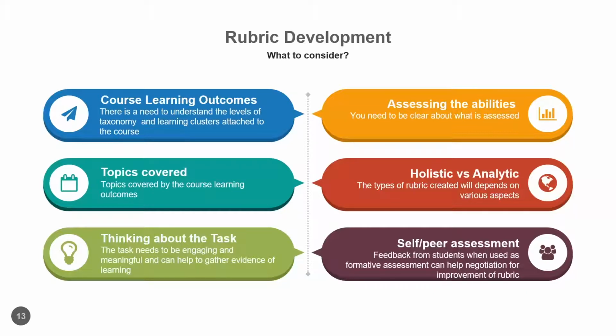Right. Next is for you to be clear what is to be assessed. Once you've done this, you already know what the tasks are, you know which topics have to be covered, you know what your course learning outcome is, so you're ready to do the assessing, which means you know clearly what it is that you're actually measuring, yeah? What criteria you're actually measuring.